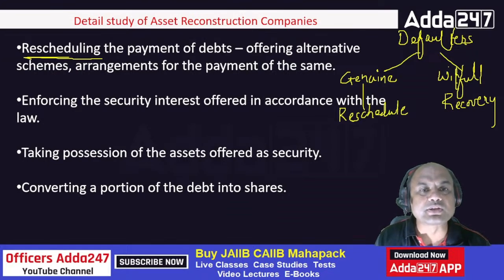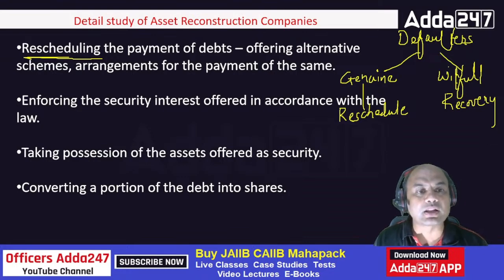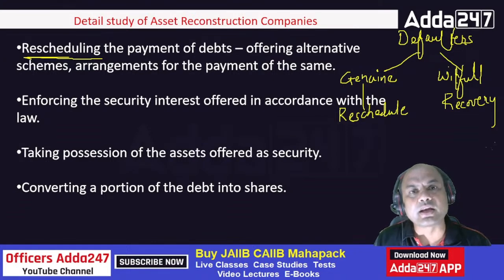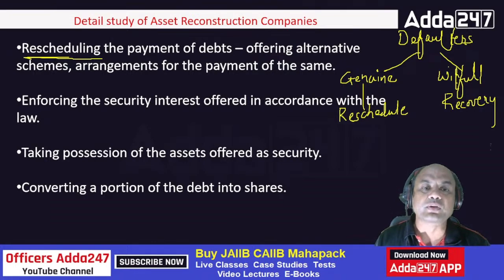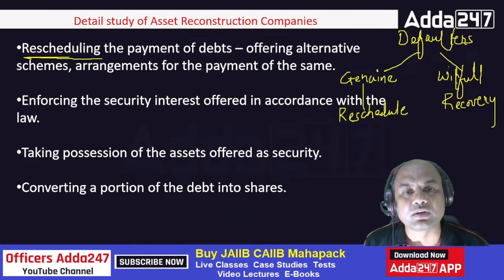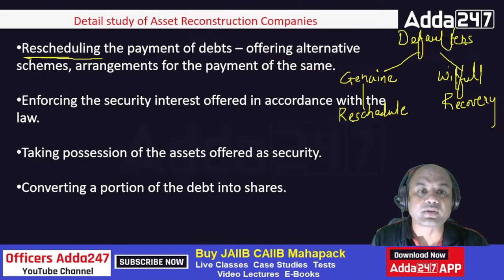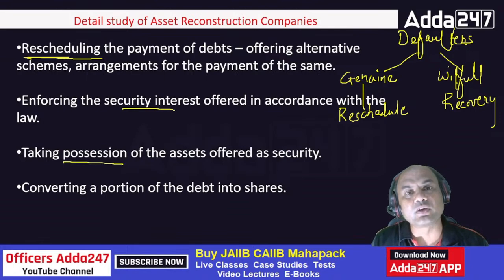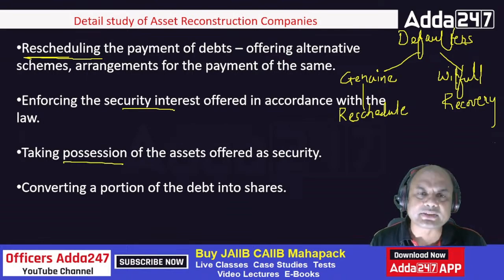So rescheduling the payments of the debts, offering alternative schemes, arrangement of the payments of the same. If any company is in genuine problem and is ready to pay, and its intention is good, then it can be rescheduled. Enforcing the security interest in accordance with the law. Whatever the security interest is, whatever is legal, you can definitely take the assets of that company. Taking possession of the assets offered as security, taking that asset in your hands, because after all, you have purchased that loan.